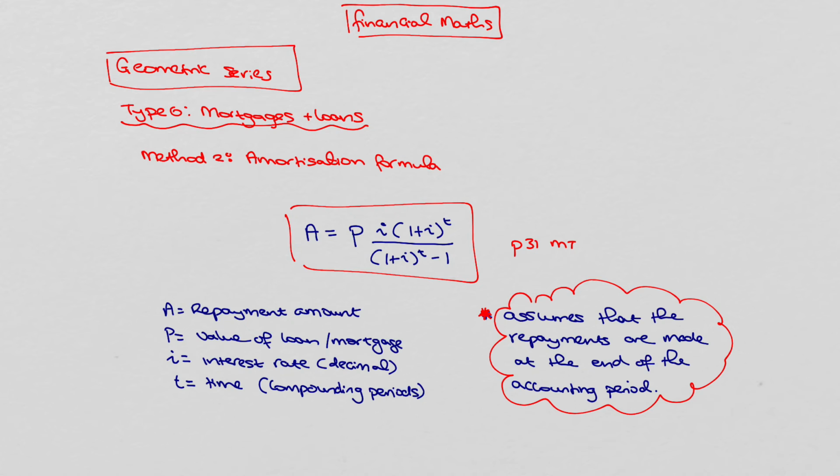If you were using it for savings, you'd have to end up working with getting the present value and discounting back. So it becomes too messy, as I said. So stick with it for mortgages and loans only. So we're going to repeat the same example we did in the previous video, but this time we're just going to use the formula.